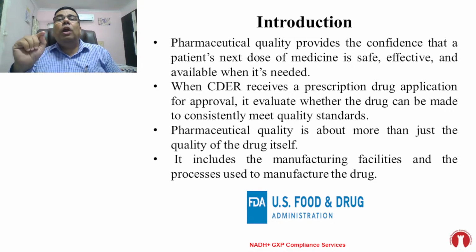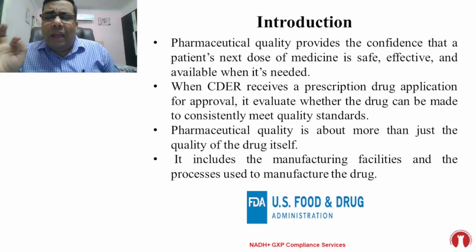Pharmaceutical quality responsibility is not only to control the drug product or drug substances for safety, efficacy, quality, purity and identity, but it should also be available whenever it is required. Please understand this. When CDER receives a prescription drug application for approval, it evaluates whether the drug can be made to consistently meet quality standards. Whenever an application is submitted to CDER for any drug, it is evaluated whether it will comply with the consistent standards of quality or not. That is what will be evaluated.